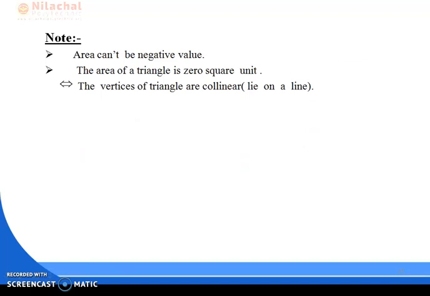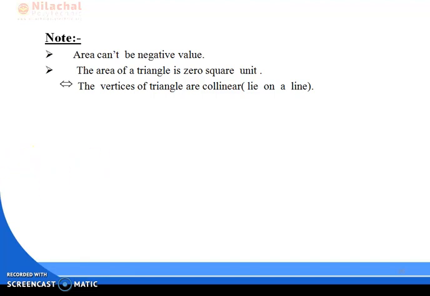Similar to distance, area can never be a negative value. If the area of a triangle is 0 square units, and the vertices of the triangle are collinear, that means the three vertices of the triangle must be on one line. That means they lie on a line, collinear. That is called collinear.